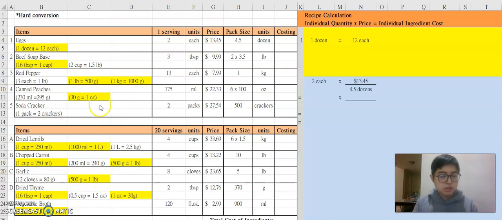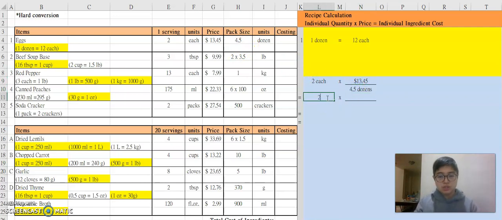For this table, these are the questions here, and the yellow background is the equations and conversions that are suitable for our calculation, and right down here also. For the recipe calculation, the individual quantity for this one is 2 each times the price. But the actual price depends on the pack size, so the actual is 13.45 divided by 4.5 dozens.